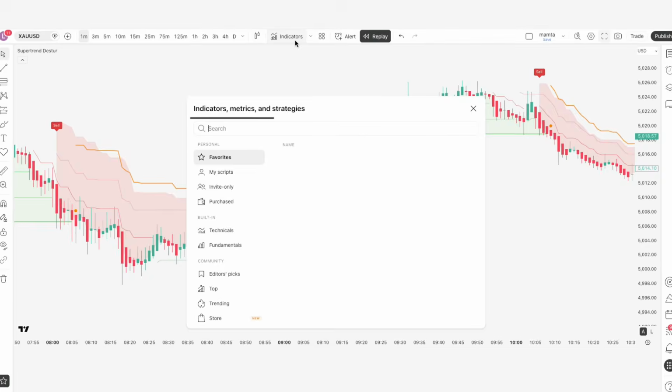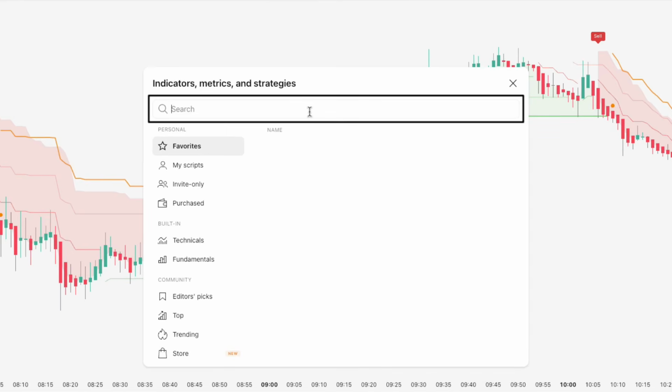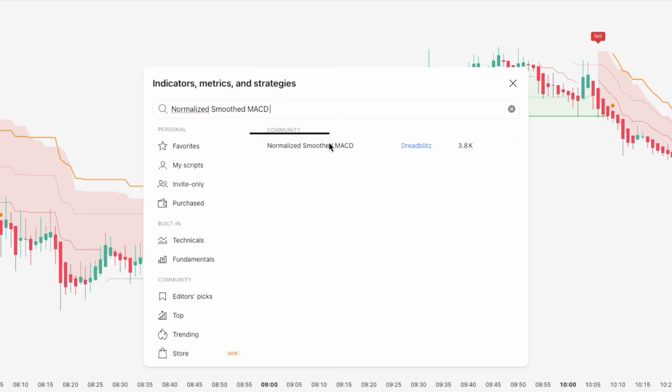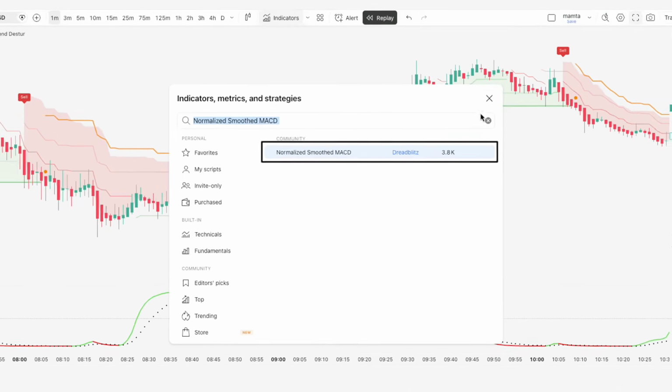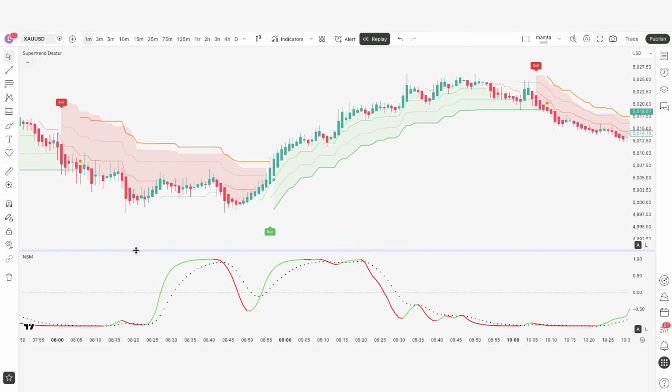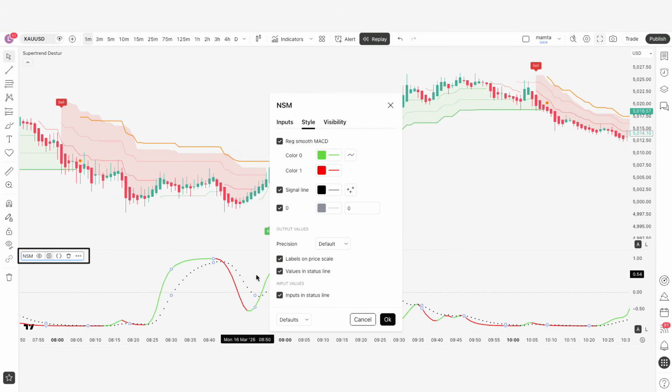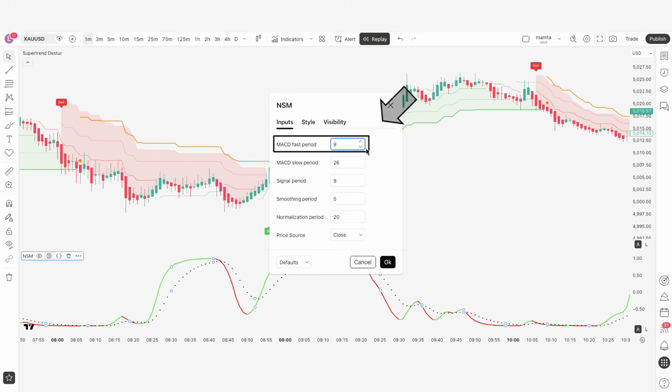On the Indicator Search tab, search Normalized Smoothed MACD, and select the one called Normalized Smoothed, created by Dreadblitz. Now let's access the settings of this indicator so we can modify it to suit our strategy. We have to keep these options hidden. We change MACD fast period from 11 to 9, and here everything is fine after that.